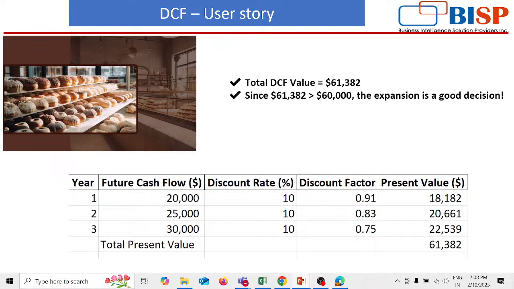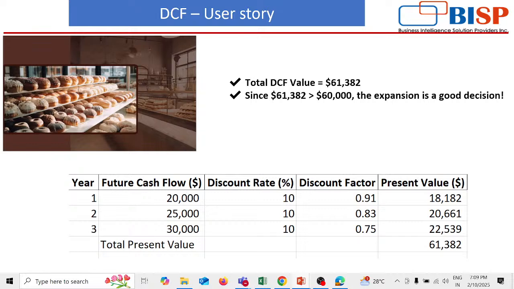Now the basic point over here is that money in the future is worth less than today. So we will discount those future profits using a rate, let's suppose 10%. We get the discount factor, and with the help of this we'll find the present value of these future estimated profits. When we add up the present value of all 3 years, we get 61,382. So the total discounted cash flow value over here is $61,382.